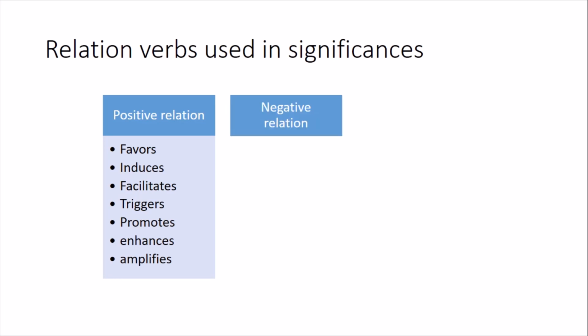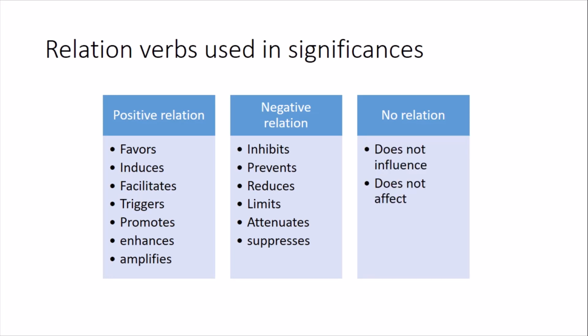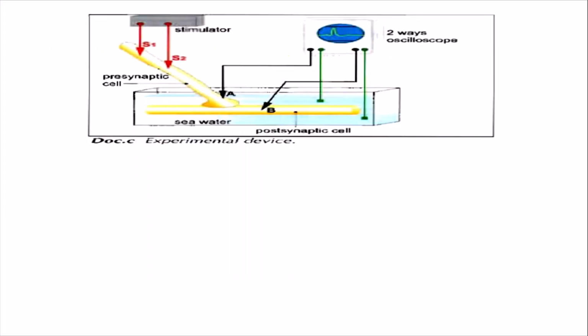Sometimes we have a negative relation, where the thing that we did in the conditions reduced the result or limited it. So we use one of these terms: inhibits, prevents, reduces, limits, attenuates, suppresses. But sometimes we also have no relation at all, meaning that whatever we did in the experiment had no effect. So we say x does not influence or x does not affect y. So let's start with the experiment.